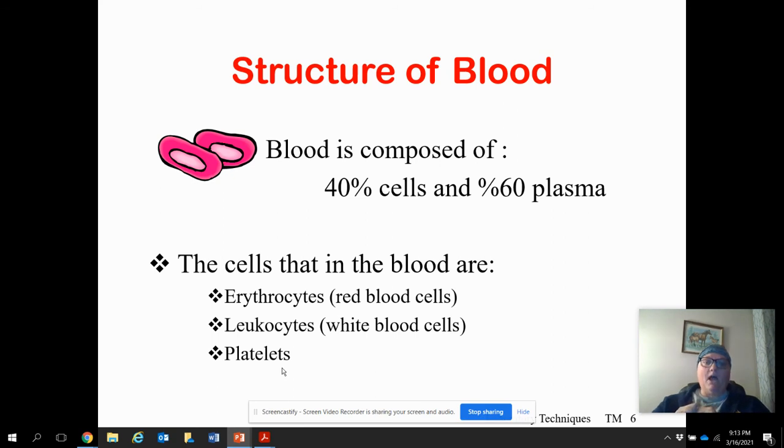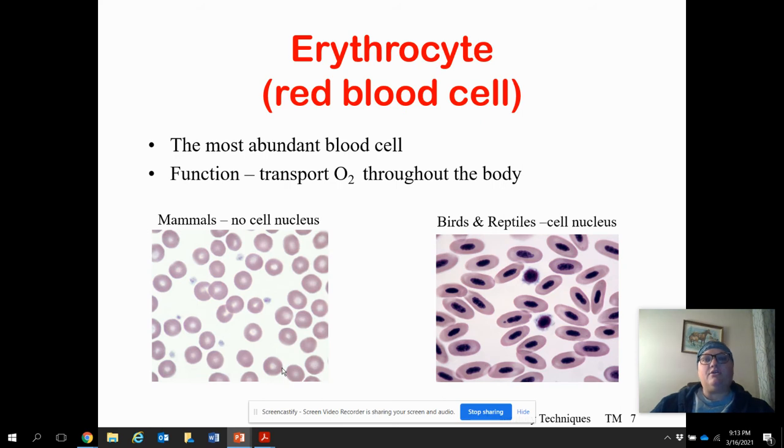And those are platelets, and they help with the clotting and the matrix with the fibrinogen. All right, so here are our erythrocytes, or red blood cells. They are the most abundant blood cell in the blood. The function is to transport oxygen throughout the body.